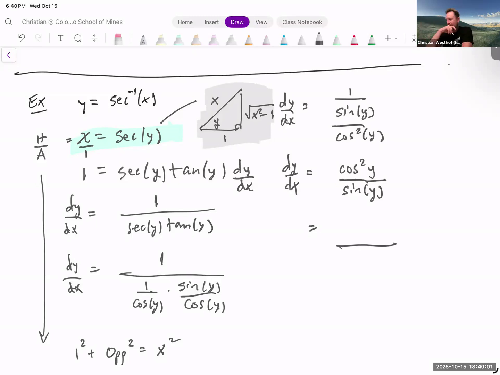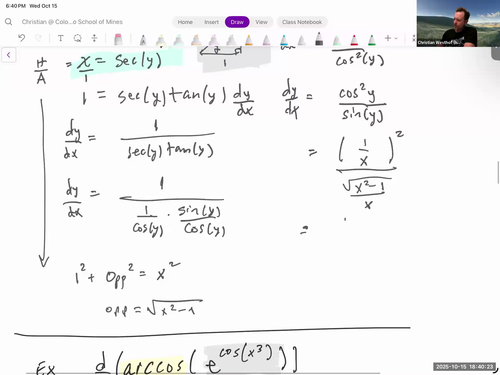Sine y is opposite over hypotenuse. Opposite is root x squared minus 1, over x. Cosine squared is adjacent over hypotenuse, squared. Adjacent over hypotenuse is 1 over x. So we end up with 1 over x squared, and then times the reciprocal of the denominator, root x squared minus 1, and we get 1 over x root x squared minus 1.